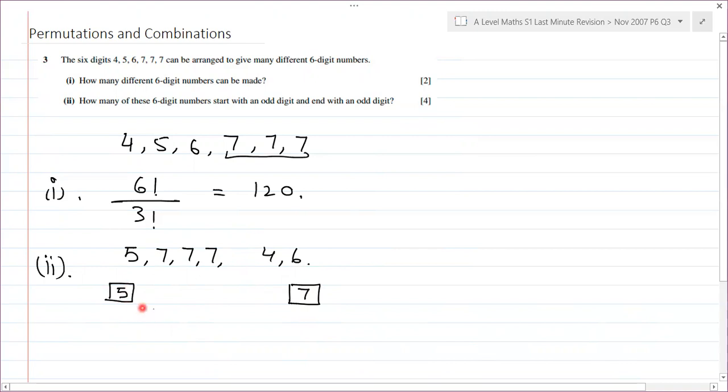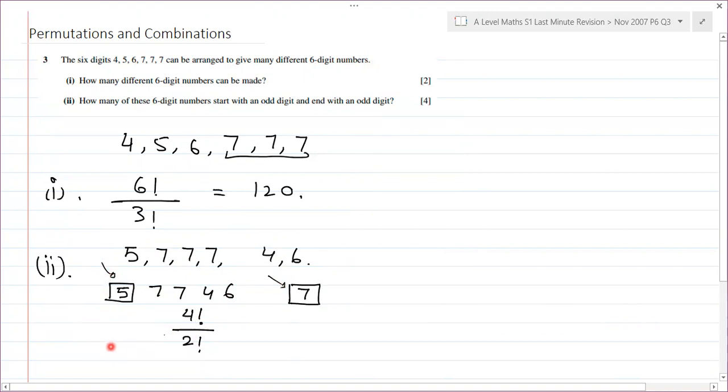So how many will be in between if we use one 5 over here and we use one 7 over here? So we will still have 2 7s over here and 4 and 6 over here. So that's going to be 1, 2, 3, 4. So that's going to be 4 factorial in the center with the 2 7s left. And this is when we have this starting with a 5 and ending at a 7.